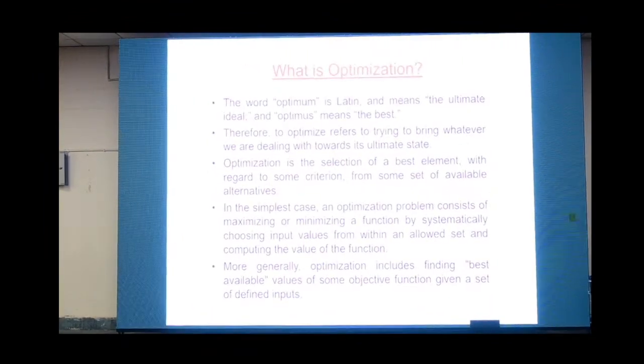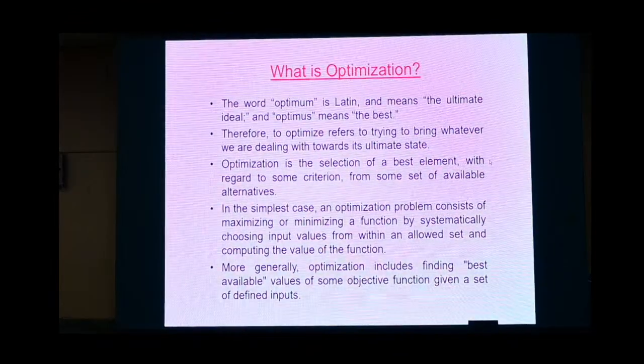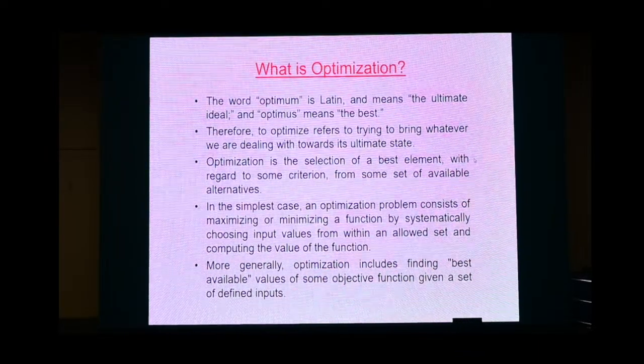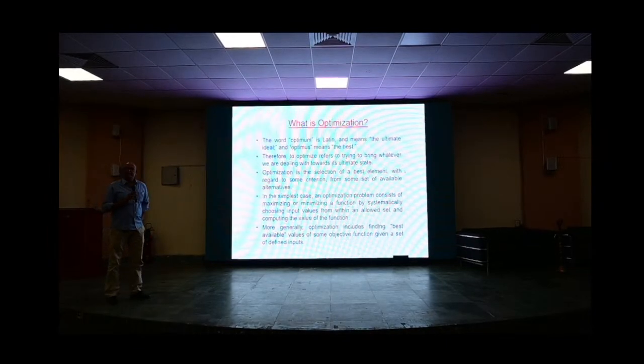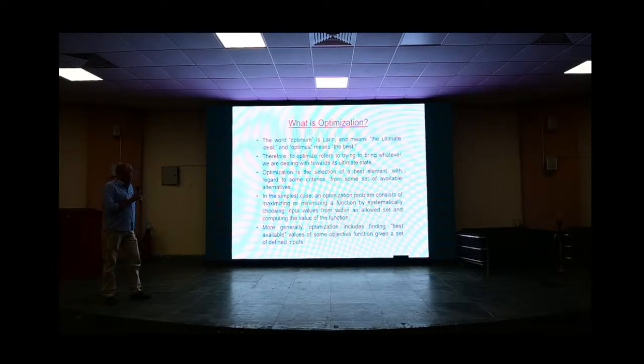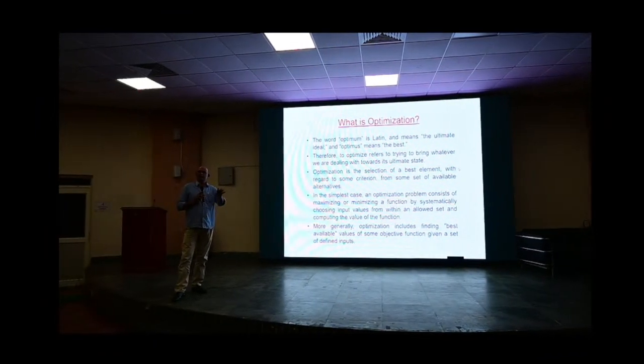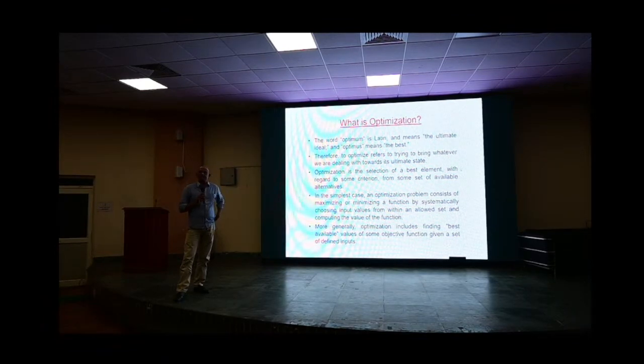Now, what is optimization? The word optimum is a Latin word, and that means the ultimate or the best. So optimization refers to getting the best out of the problems. Best means it may be a minimization or maximization. Optimization means there will be a number of variables, so we search those variables such that our goal is met. The goal may be a minimization problem or a maximization problem.